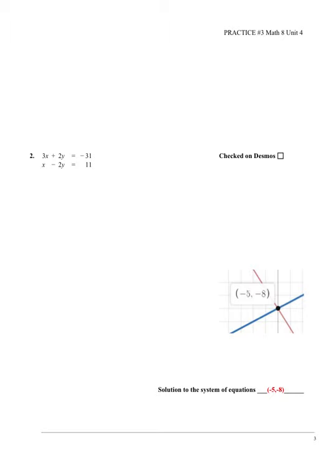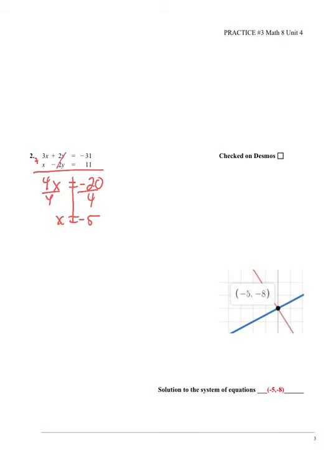Number 2, by looking at it, I can see the y's are going to cancel if I add these two equations. So I'm going to have 4x, these cancel, or equal 0, equals -20. I'm down to a one-step equation. I divide each side by 4 to get x by itself, and I have x is equal to -5.